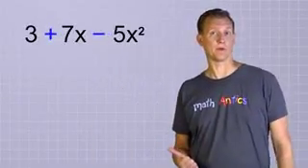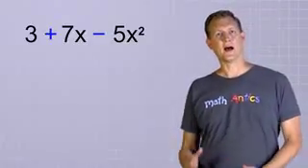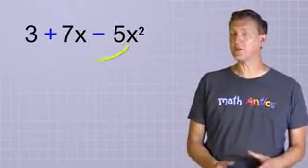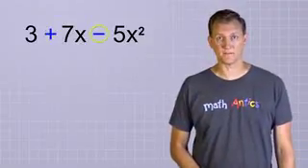And speaking of coefficients, what if we need to rearrange this polynomial so that its terms are in order from highest degree to lowest degree? The highest degree term is 5x squared. But before we just move it to the front of the polynomial, it's important to notice that it's got a minus sign in front of it.